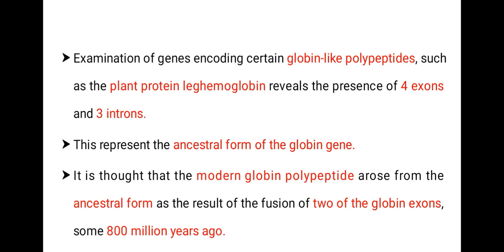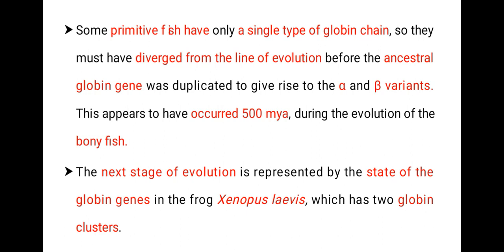It is thought that the modern globin polypeptide arose from the ancestral form as the result of fusion of two of the globin genes some 800 million years ago. Some primitive fish have only a single type of globin gene, so they must have diverged from the line of evolution before the ancestral globin gene was duplicated to give rise to the alpha and beta variants. This appears to have occurred 500 million years ago during the evolution of bony fish.